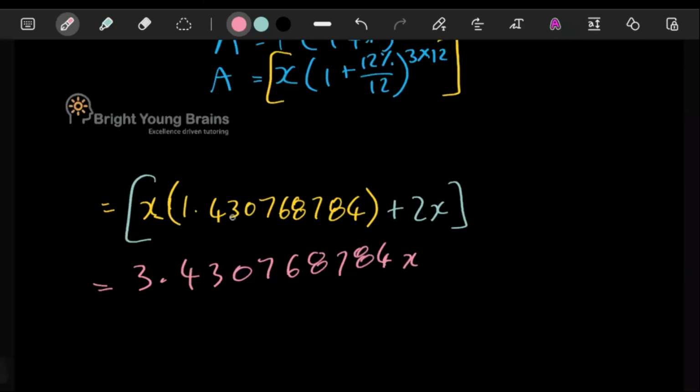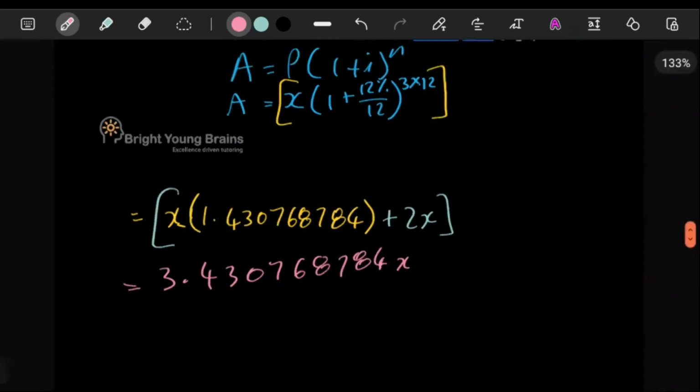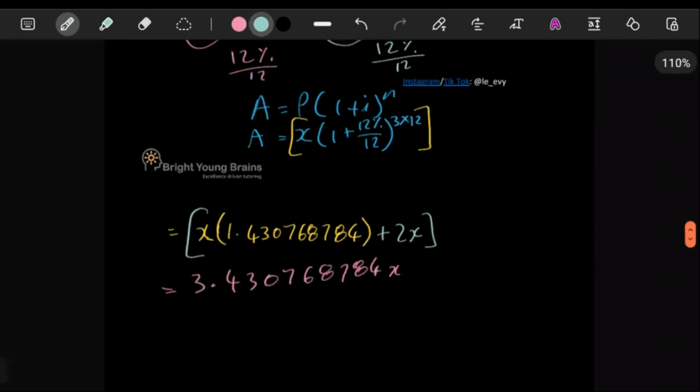Remember here I just wrote x in front, but it's the same thing. It's just like this value x plus 2x. So it's just like this number plus 2. It's just like saying 1x plus 2x, which would give you 3x. But because this has a decimal, the decimal will still be there. So this is what's in the account after the 3 years.